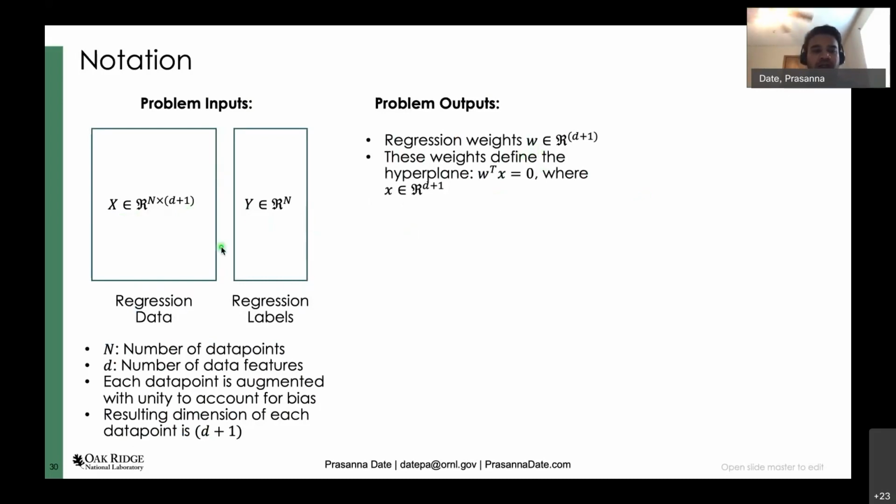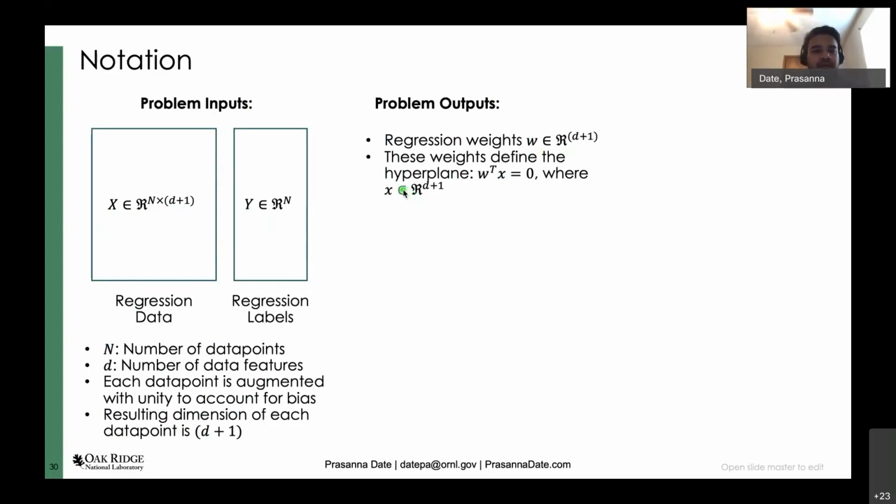We don't want to have that notation W transpose X plus B. So we instead augment this X matrix with unity. Each row of X is augmented with unity, and when we multiply X with W, which is also going to be in d plus 1 dimensions, we have already accounted for the bias term. It just makes the math slightly more beautiful. That's the only reason why we are using d plus 1.